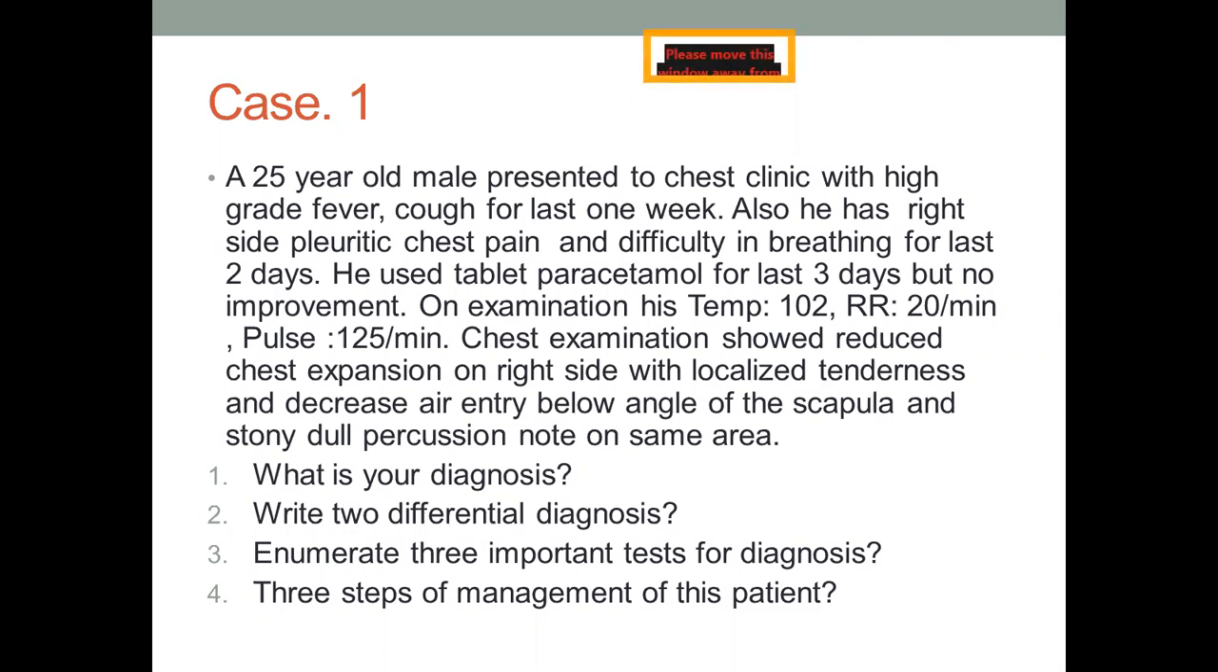On examination temperature is 102, respiratory rate is slightly increased, pulse is also increased. Chest examination showed reduced chest expansion on the right side with localized tenderness and decreased air entry below the angle of the scapula and stony dullness percussion note in the same area. What is your diagnosis? So this is a pleural effusion, most probably empyema.